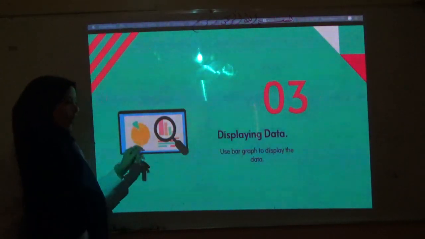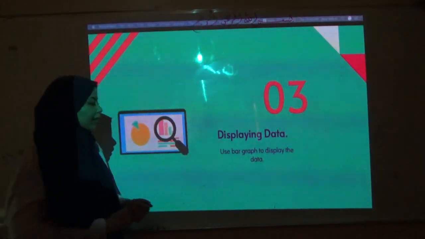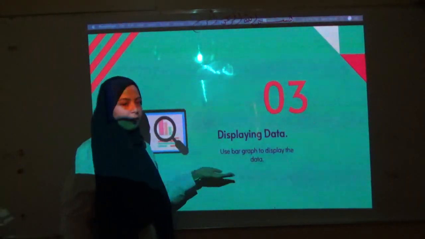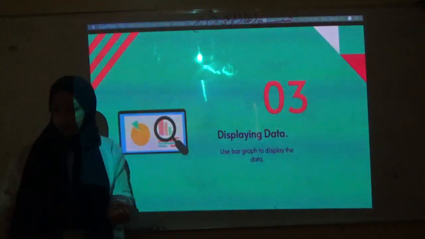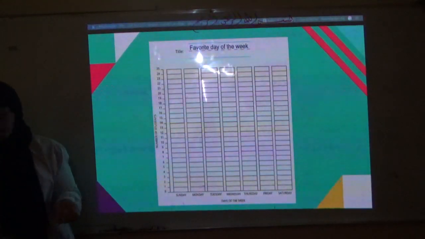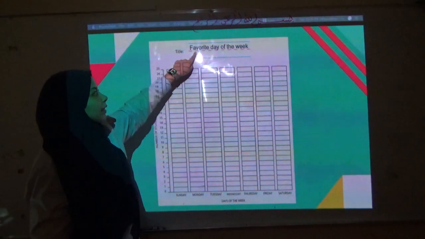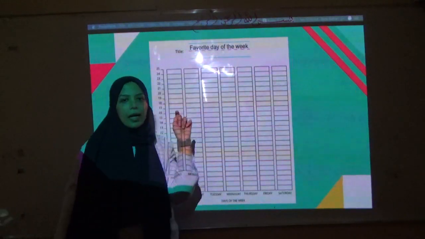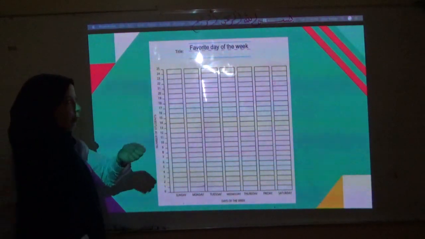The last, not the last step. Displaying data, the step before the last one, is to use, of course, a bar graph, because we are studying about bar graphs, to display the data. Here I have my graph. I wrote the title, favorite day of the week, and now I would ask you to write the same title in your textbook.